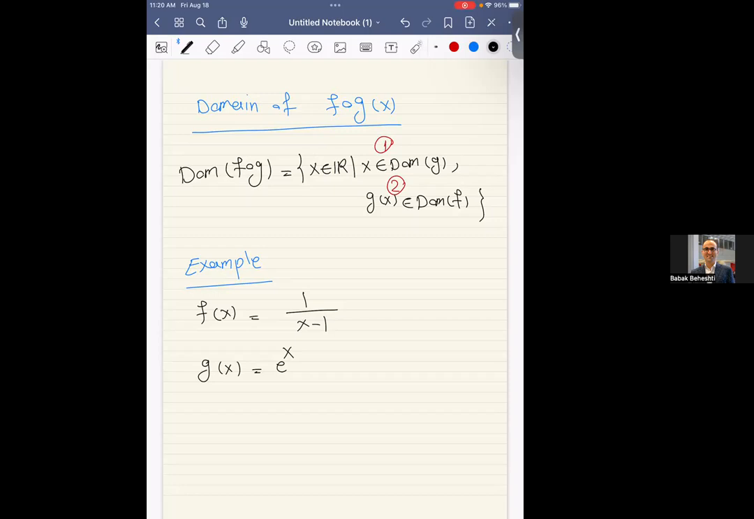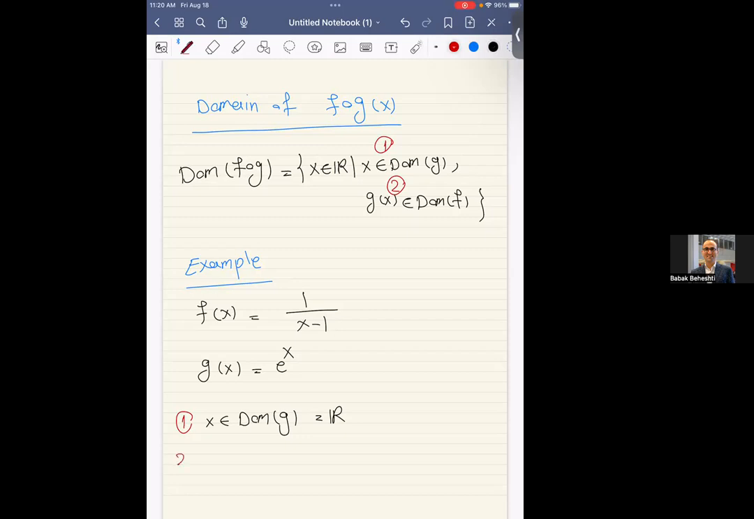So one way to find the domain is to use those two conditions. Here, the domain of G is just the first condition: X must be in the domain of G, which is R, right? So there is no restriction for G. But how about F? What is the domain of F? The domain of F is everything but 1.